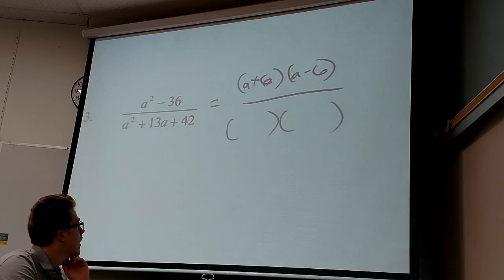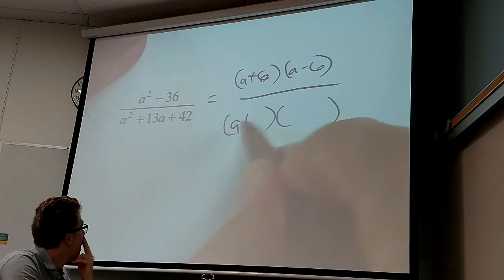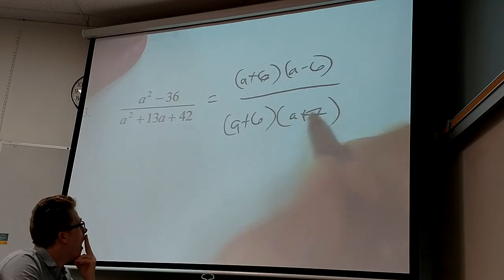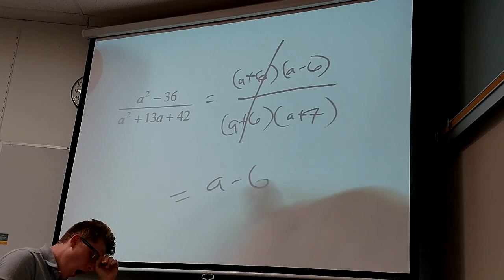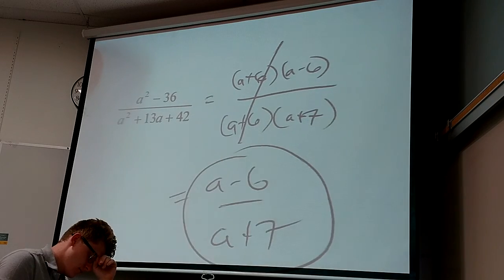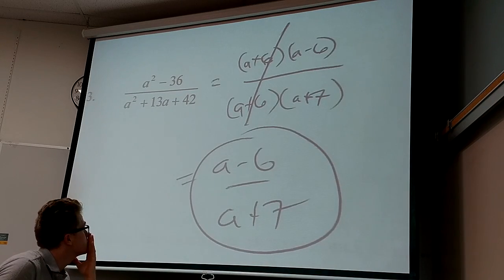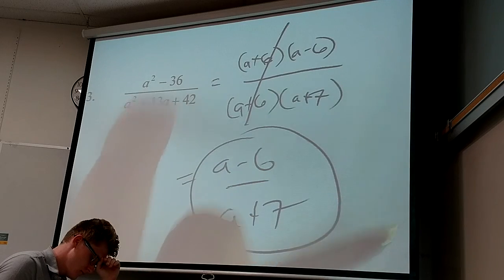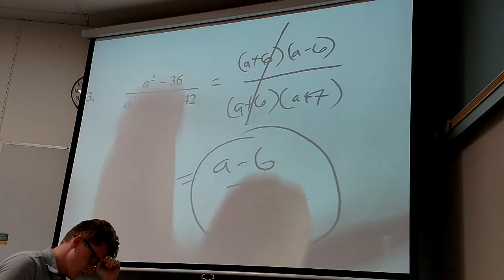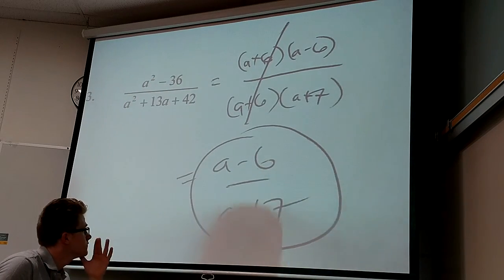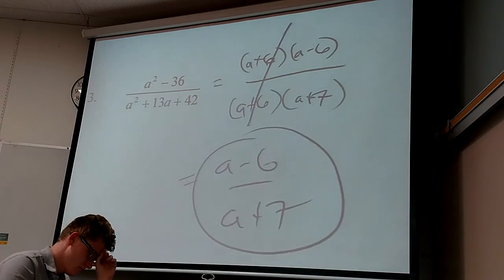So what's on the bottom? And then what can I kill? A plus 6. Die. Any fraction that can be written like this will reduce like this. If I make A some number, I'll get a fraction, and this will be a reduction of that. We saw that the other day.